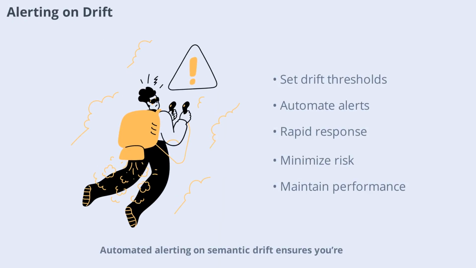Automated alerting on semantic drift ensures you're notified as soon as significant changes occur. Set thresholds for acceptable distance from the baseline and configure your monitoring system to trigger alerts when these are exceeded. This enables rapid response and minimizes the risk of degraded model performance.